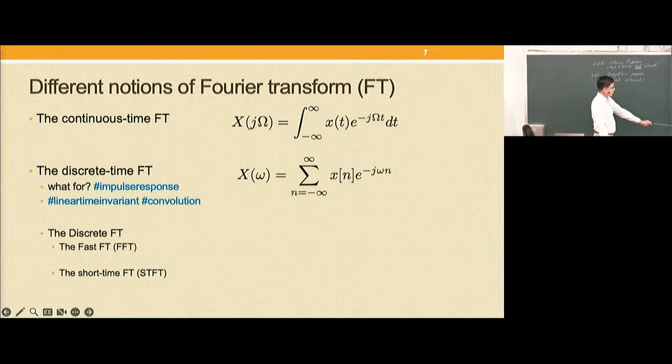Later in this semester, we're also going to introduce a few different versions of the Fourier transform. One has a very similar name: the discrete Fourier transform, and the fast version of it is called FFT, the fast Fourier transform. There's also another version called the short time Fourier transform. We are going to cover all these different versions of the Fourier transform.